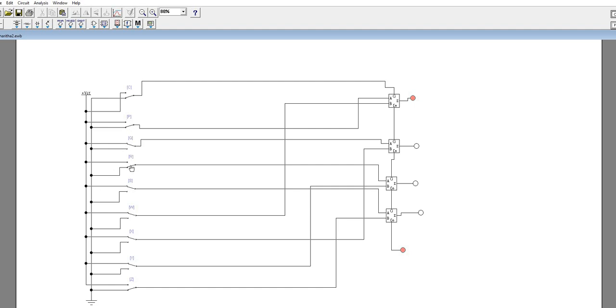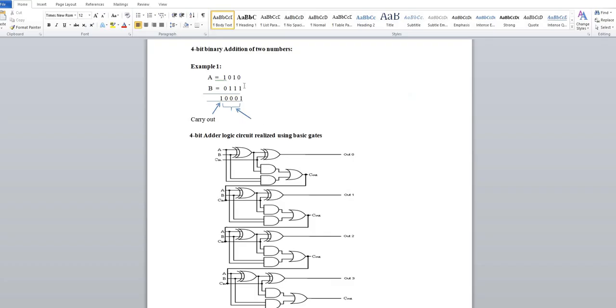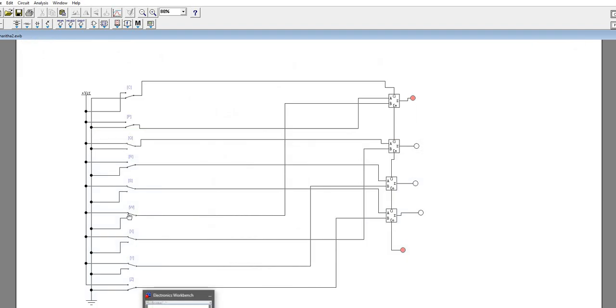So 0101. Likewise, if I go for the second set of bits, that is 1110, this is the LSB that we consider. So here W is connected to VCC, X is connected to VCC, Y is connected to VCC, and Z is connected to 0. So these are the initial inputs that are provided with respect to zeros and ones.